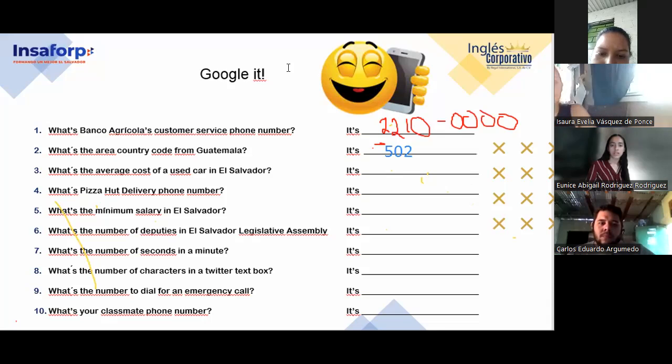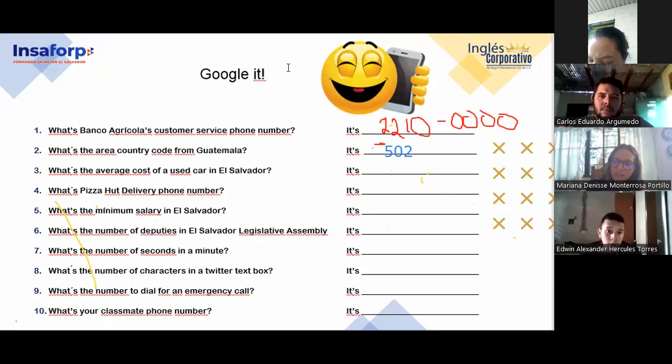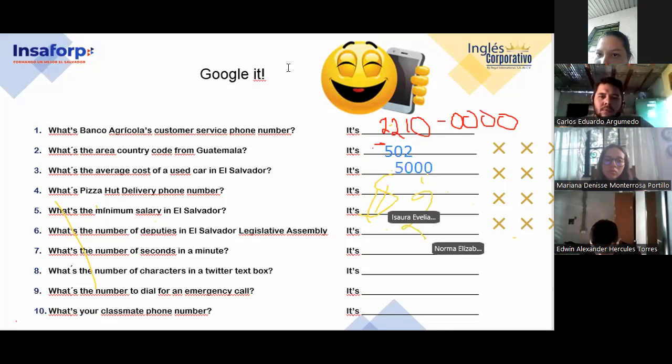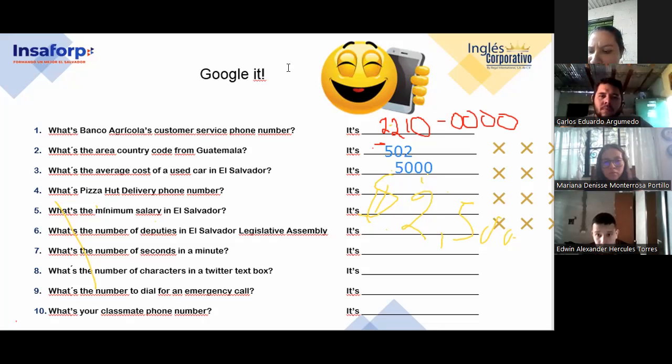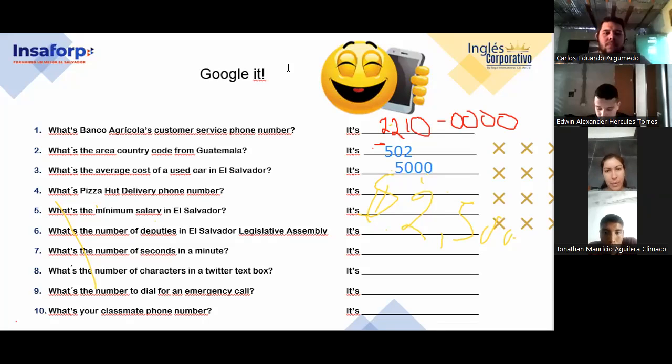Okay. What's the average cost of a used car in El Salvador? What's the average cost of a used car in El Salvador? Five. Okay, 2,500, all right? 2,500. And another, a better average, would be 5,000. All right, good.